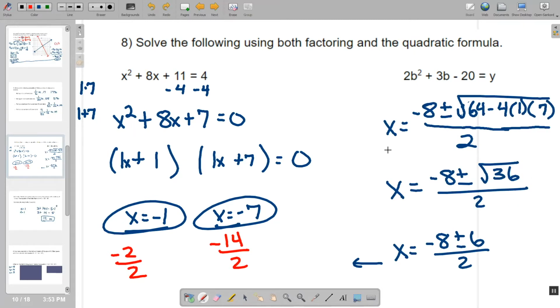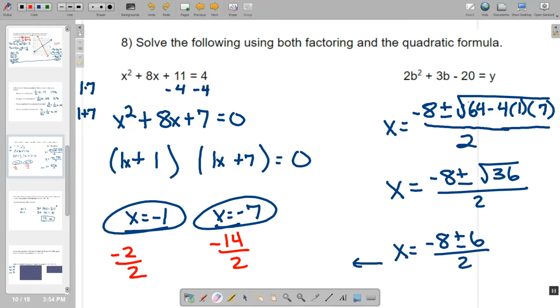So, I did the quadratic formula. I ended up getting -8 plus or minus the root of 36 all over 2, which makes sense because we had non-decimal answers, which gives us this. And I converted it over here on the side to give us our answers of -1 and -7 once again.